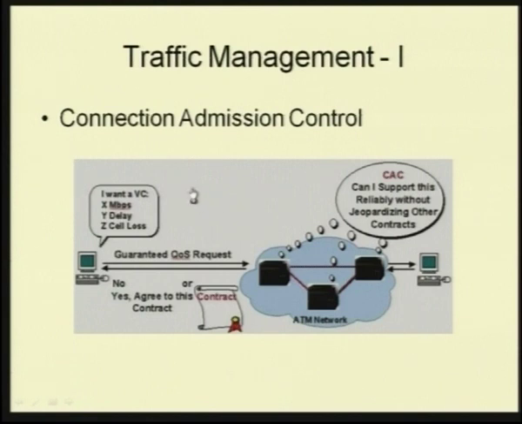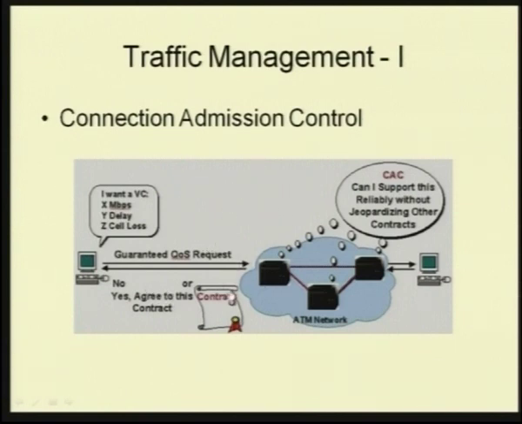If you look at the connection admission control, you can see what is happening in this case. Basically, a user says I want a virtual circuit with x megabits per second, y delay, z cell loss. So, he specifies his parameters. Now we need to decide whether we can make a contract between the user and the network. When there is a guaranteed QoS request that comes over here, the connection admission control part of the ATM network says, can I support this reliably without jeopardizing other contracts, without spoiling other contracts?